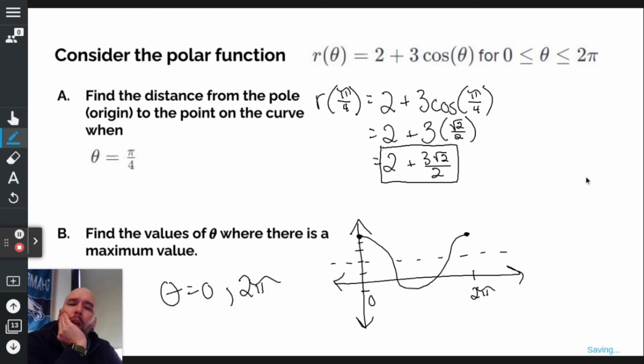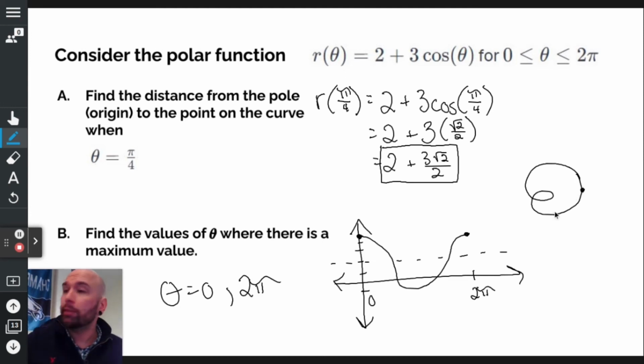Okay? So whether you view that on a polar graph, and I think this picture is going to look something like this, that's going to happen right here at the very beginning, which is a very good place to start.